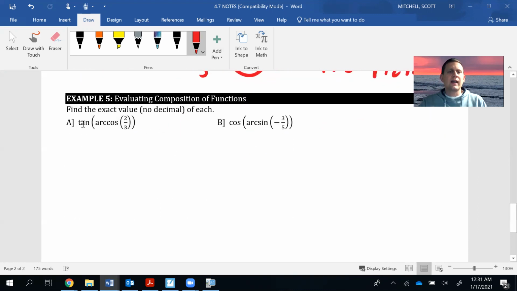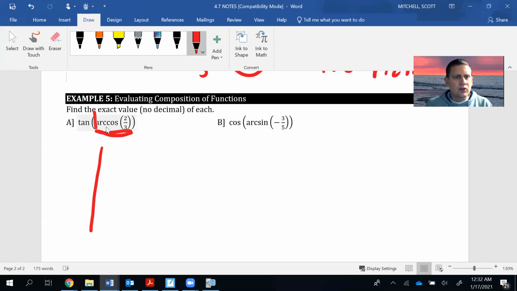But down here, they're not going to cancel out because tangent and arc cosine don't cancel. Cosine and arc sine don't cancel. So I need to look at my arc cosine, and I need to be ready to make triangles and use Pythagorean theorem, because that's really basically what we're going to do. So ignore the tangent and just focus on this piece first. The arc cosine of 2/3.